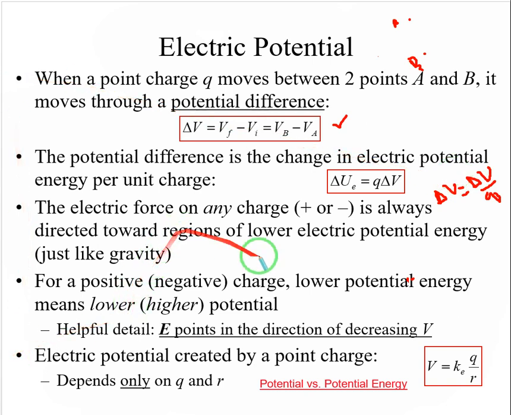The electric force on any charge, plus or minus, is always directed towards the region of lower electric potential energy, just like gravity. When we have gravity, the upper point and the lower point have a gravity difference as well, because it's based on energy. So for a positive or negative charge, lower potential energy means lower potential.